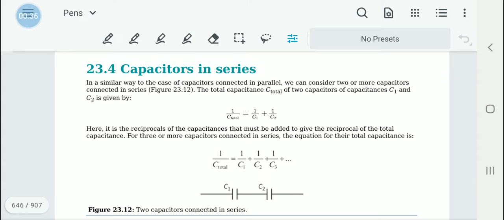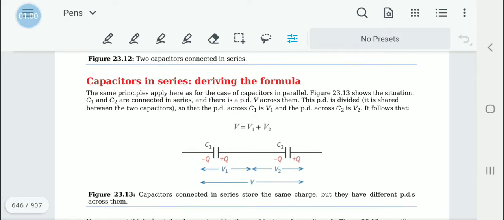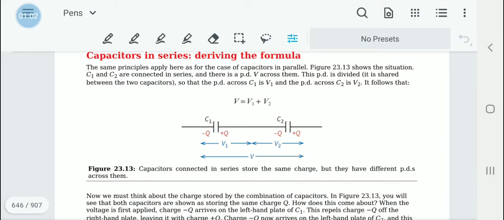Then the total capacitance C total is calculated by 1 upon C total equals 1 upon C1 plus 1 upon C2. If there are more than 2, then it is 1 upon C total equals 1 upon C1 plus 1 upon C2 plus 1 upon C3, etc. Right? So this is how capacitors are connected. Now once again you need to know how to derive this formula, and that is another thing that they might question you upon.